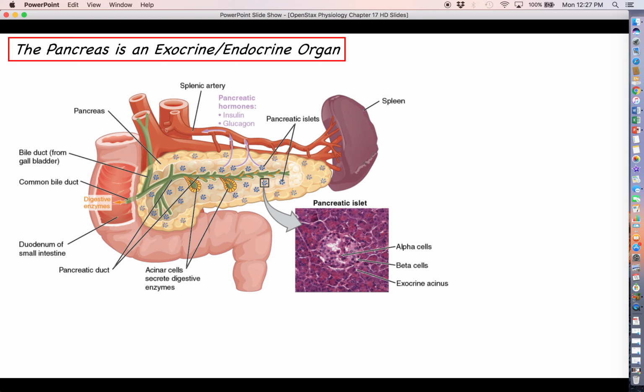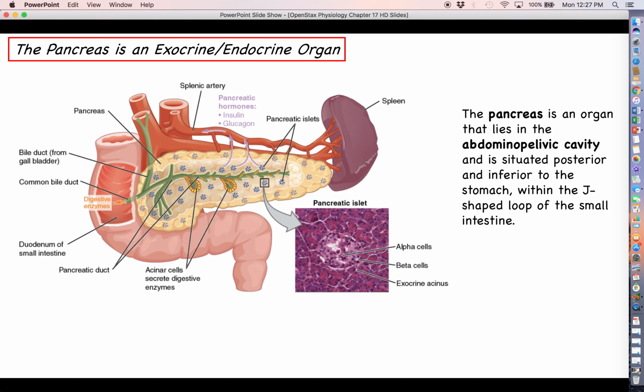So the pancreas is interesting in that its endocrine activity is not its only major function. The pancreas also functions in an exocrine role. If we want to get a feel for its location, it's in the abdominopelvic cavity, so it's below the level of the diaphragm. Your thoracic cavity is above the diaphragm where your lungs and heart are located. Everything else that we would talk about is below there, so the pancreas is below.